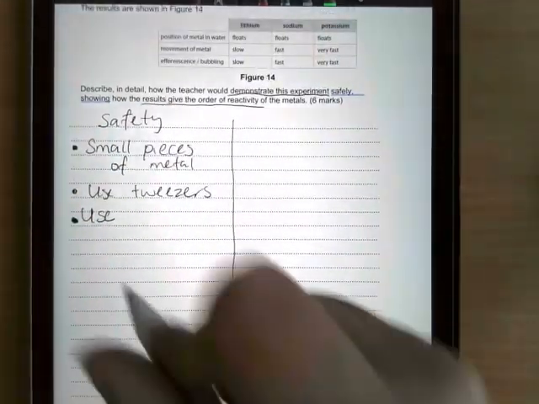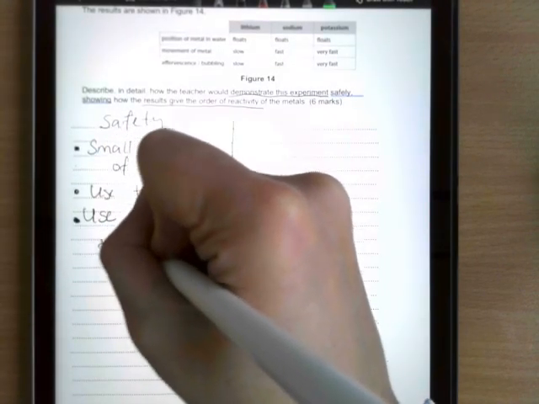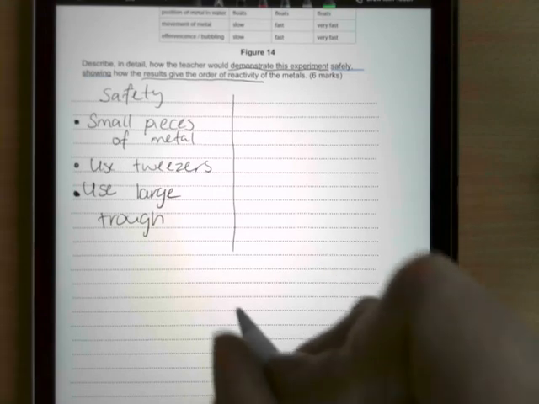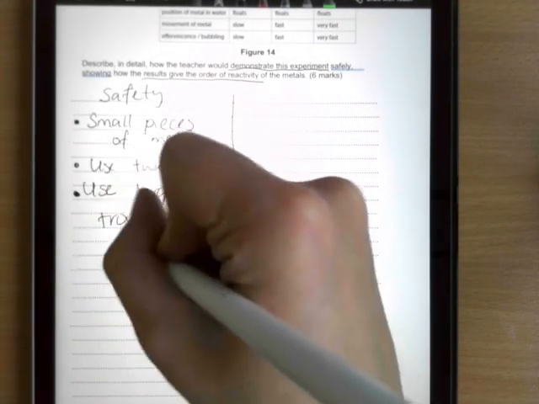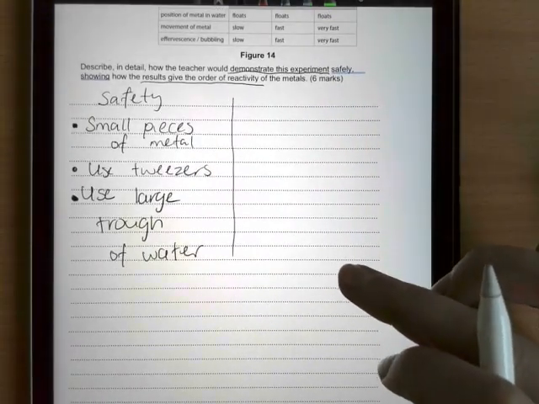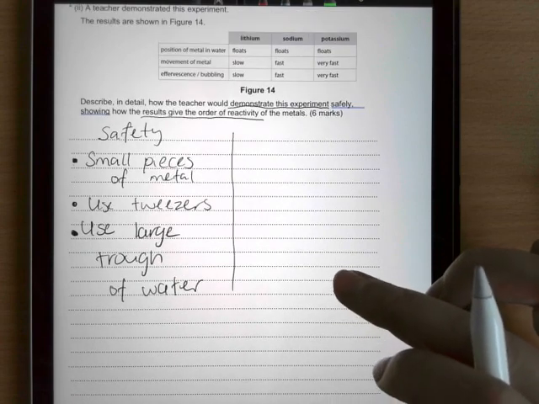Rather than just using a little beaker or a test tube, you're going to use a large trough. You can write bucket, if that's easier to remember. You'll get the mark for bucket, although you won't see it on the mark scheme. Use a large trough of water. So it's just a big container full of water, and again, that's so the water can absorb the heat that's given out by this reaction.